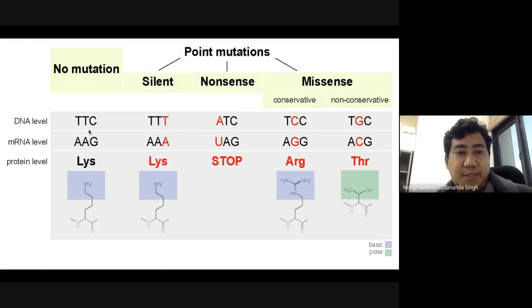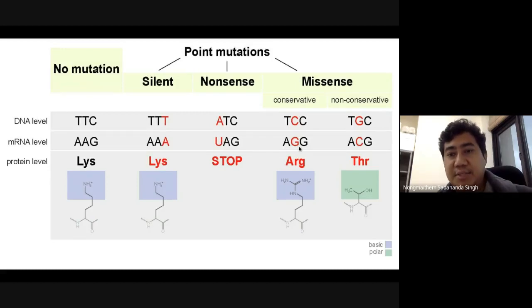First, for example, at the DNA level, TTC, and at the mRNA level, AAG, codes for lysine, suppose. Then, in the silent mutation, the identity of the amino acid doesn't change, but the codon does, for example, G is changed to A due to a point mutation. This is called a silent mutation. And if there is a change in a single nucleotide or multiple nucleotides which leads to the formation of a stop codon, that is a nonsense mutation.